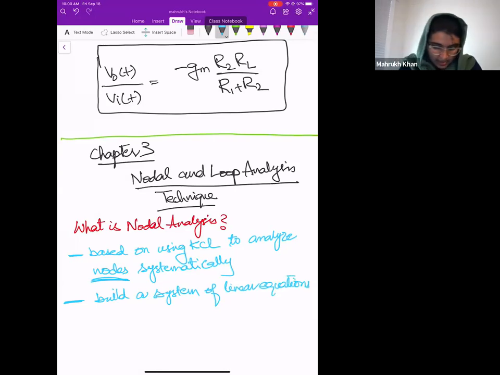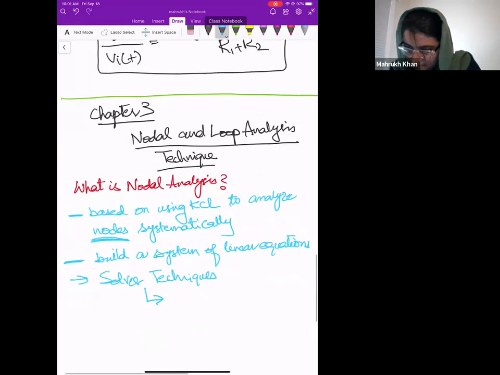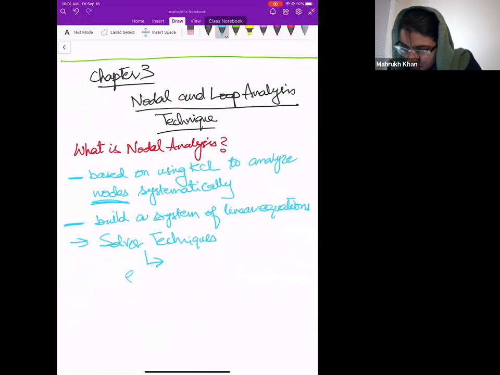Okay, and the solving techniques are substitution or matrices.